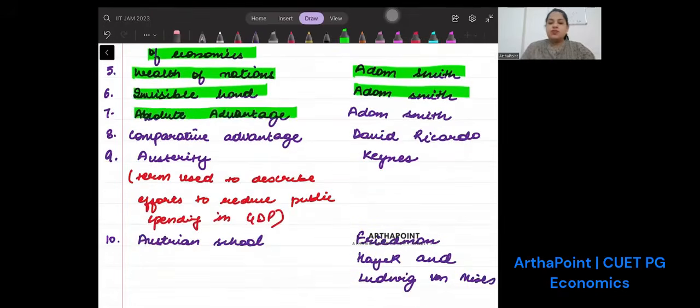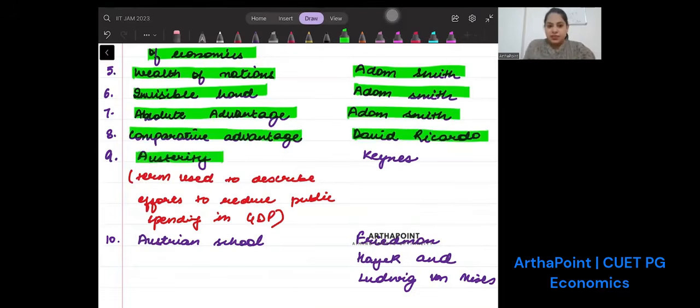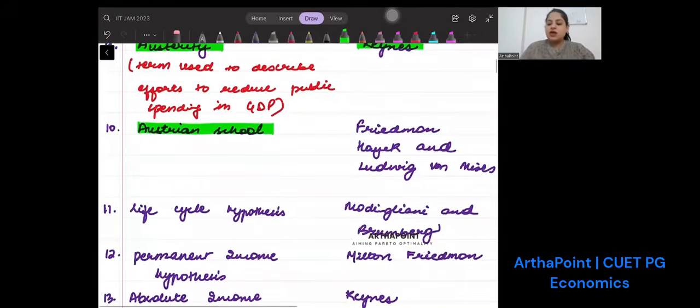Absolute advantage. It was given by Adam Smith. Comparative advantage. It was given by David Ricardo. Austerity, right? This is a term that is used to describe efforts to reduce public spending on GDP. It was given by Keynes. Austrian model. The main economists are Friedman, Hayek, and Ludwig.